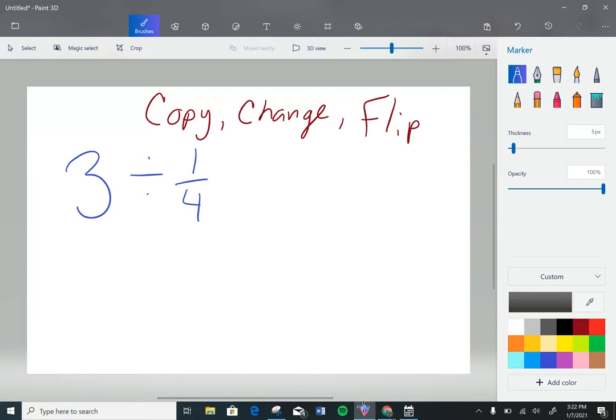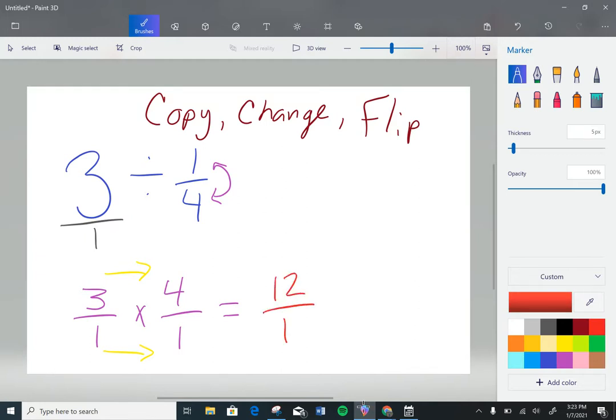We should recall, though, from multiplication, if we put 3 over 1, we now have a fraction. So we're going to copy our first fraction, change our sign, and flip our second fraction. When we multiply straight across, 3 times 4 is 12, and 1 times 1 is 1. When we simplify, our answer is 12.